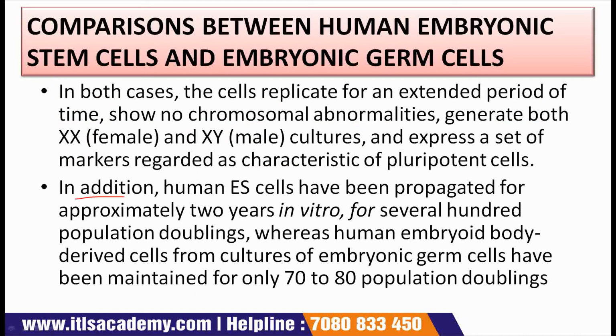In addition, human embryonic stem cells have been propagated for approximately 2 years in vitro, for several hundred population doublings, whereas human embryoid body derived cells from cultures of embryonic germ cells have been maintained for only 70 to 80 population doublings.